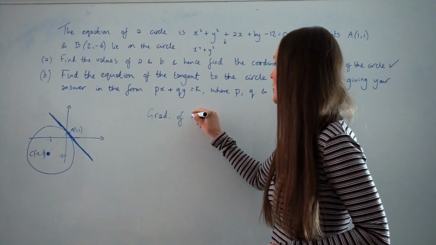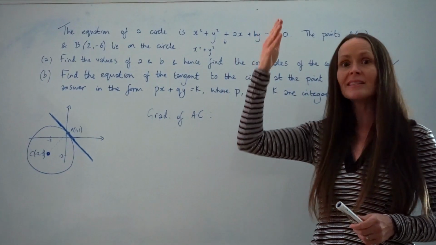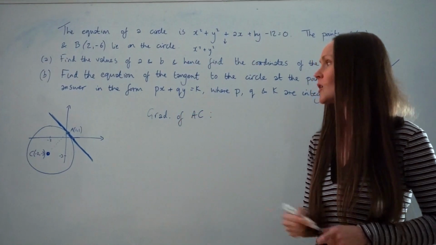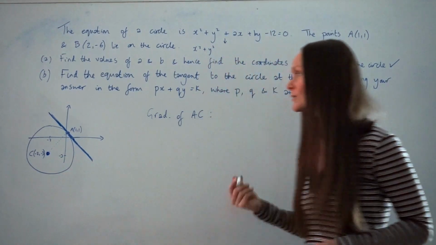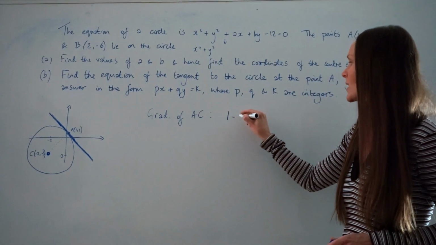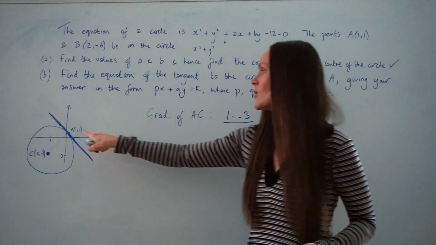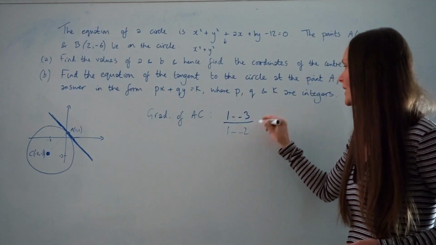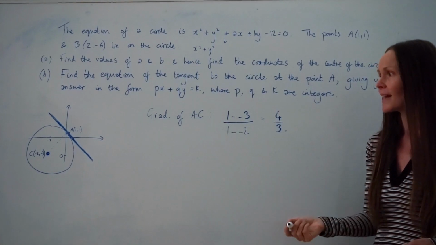Okay, so to work out the gradient, I use a method called rise over run. I find the difference between the y values, and then I divide by the difference in the x values. So the y values are here, 1 and -3, and I have to subtract them. So 1 take away -3, and then I divide by the difference in the x values. So 1 take away -2, and if I work that out, I get 4/3. Okay, so that's the gradient of the line AC.